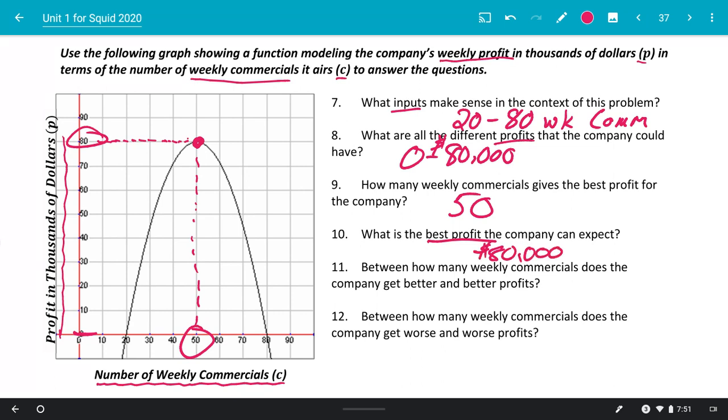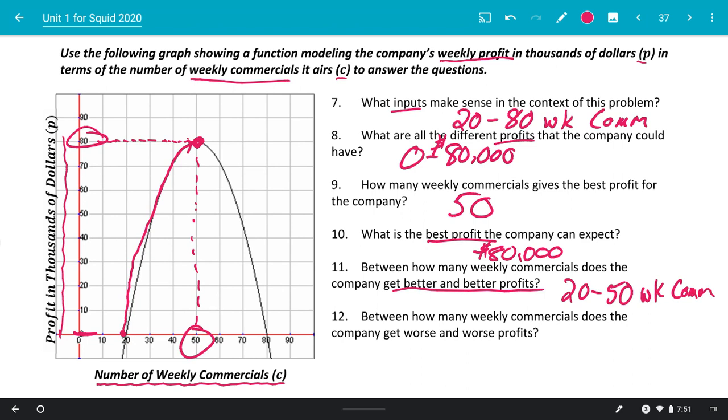Okay, between how many weekly commercials does the company get better and better profits? When is it increasing? I can see from 20, it's on the increase all the way up to the maximum, which is 50 commercials. So from 20 to 50 weekly commercials.